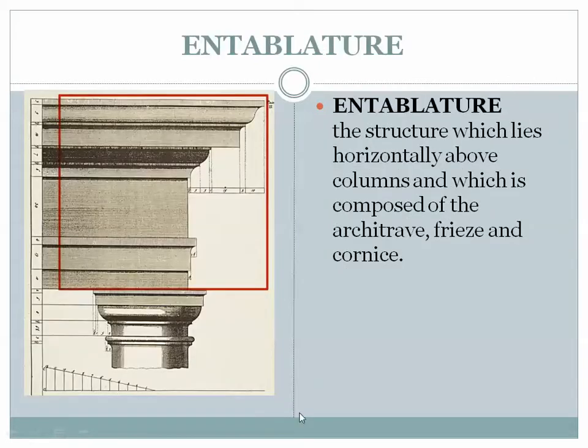The entablature is the structure which lies horizontally above the columns. Okay, so this whole part is called an entablature. It's composed of the architrave, frieze, and the cornice. So it's a group section, let's say a group name for this whole section. Then we divide the sections into your frieze, architrave, and cornice.